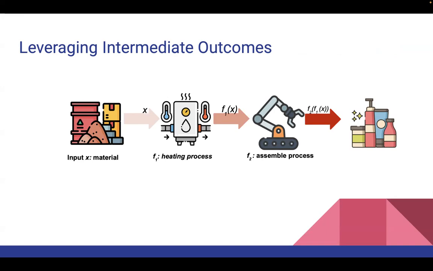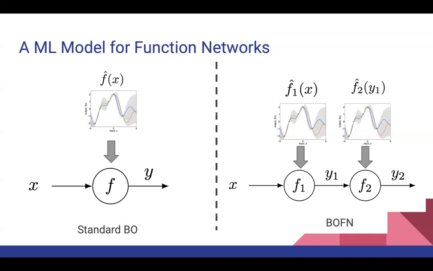The raw material has to go through the heating process first, and then we observe the intermediate outcomes from the first process. These intermediate outcomes are fed into the second process to produce the final product. Standard Bayesian optimization would ignore the intermediate outcome, and would use only the input and the final output to fit a machine learning model to use in the framework.